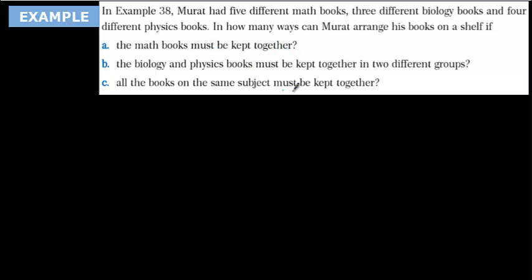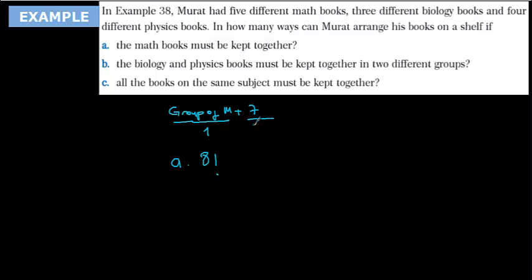So it means that we are going to do like this. Math books must be kept together. Here we have math books, and plus 3, the group of math books. This is going to be one group, and the rest of them, plus the rest of them, 3 different biology books and 4 different physics books. Means this is one, so totally we have 8 books. So 8 factorial different ways you can arrange these 8 books.